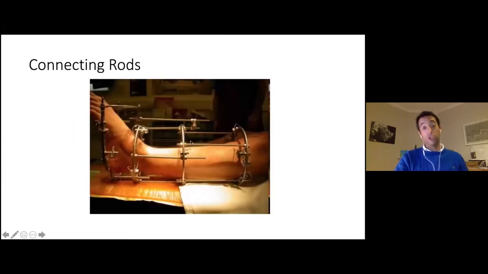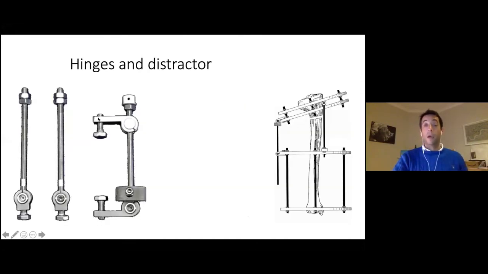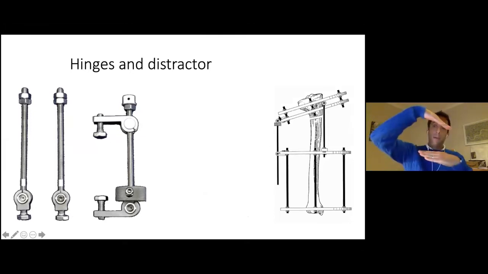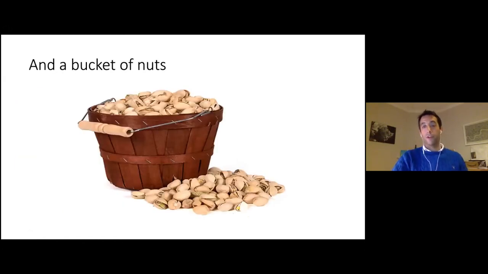You need rods to be able to join your rings together. And you can use certain devices to make the rings get further apart or closer. That might be for a length thing. And we can also use hinges in the frame to allow us to take a bent frame and slowly straighten it, which we might want to do with a deformity correction. You need a lot of nuts to put it all together.